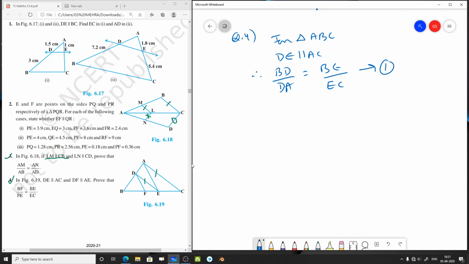Now let us go to the other triangle, where DF and AE are. So let us first erase this one. So this is our DF, and this is AE. The triangle we have to take is the triangle ABE. So in triangle ABE, DF is parallel to AE. Therefore, by BPT, here also we can write the same.